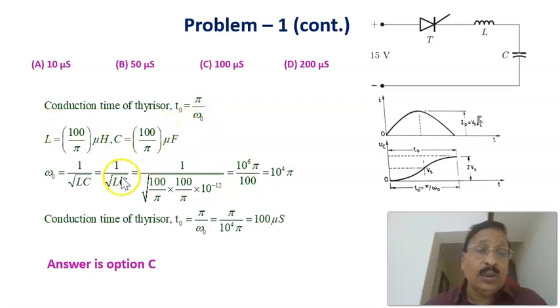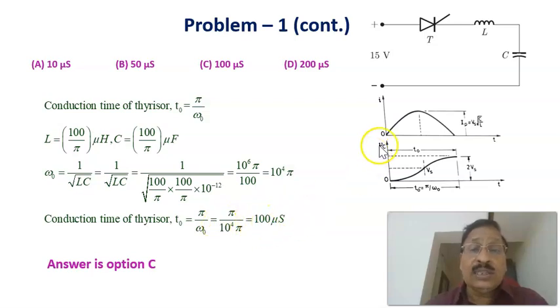omega naught equal to 1 by root of LC. You are substituting the value of L as 100 divided by pi and C as 100 divided by pi, into, of course, microfarad and microhenry, so it is into 10 raised to minus 12. Then we get 10 raised to 4 pi as the resonant frequency omega naught. Then substituting into pi by omega naught, we get 100 microseconds.